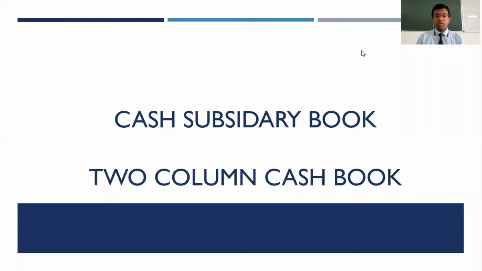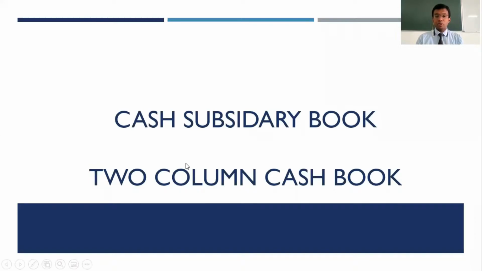Today's session, we will be learning another cash subsidiary book, which is the two-column cash book. Previously, we discussed the single column cash book, which is also called the simple cash book. Today we will learn the two-column cash book, which is also called the double column cash book.